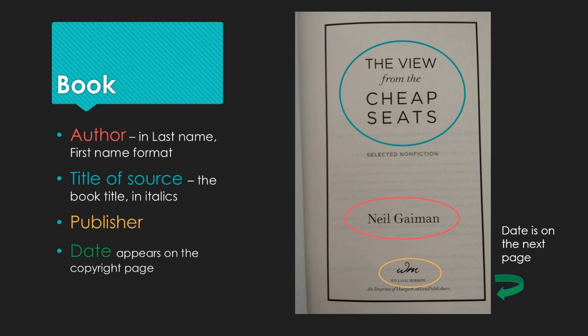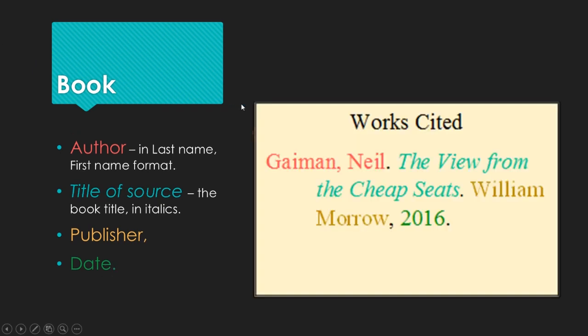And the date of publication is going to be on the next page in very small print. So we're going to take that information and put it onto our works cited page. Gaiman, Neil, period. The title of the source is in italics. The View from the Cheap Seats is the name of the book. The publisher, from the page before, William Morrow, and the date that it was published, 2016. So you can see for books, it's not too complicated, it's just a matter of finding the pieces and assembling them in the right order.